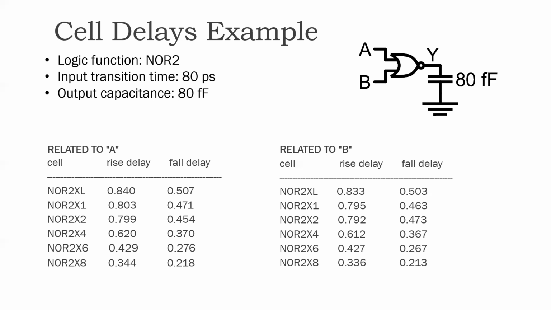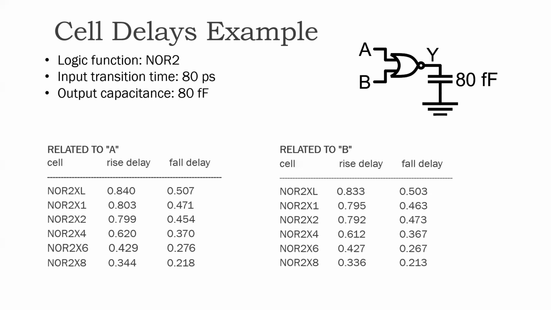Okay. So on the left-hand side, you have a table for A to Y delays. On the right-hand side, you have the table for B to Y delays. So assume that A is at 0 and B is transitioning, then what are the delays from input to output? And again, different drive strengths. You can see that the delays decrease in both tables. The delays decrease very significantly as the drive strength increases.